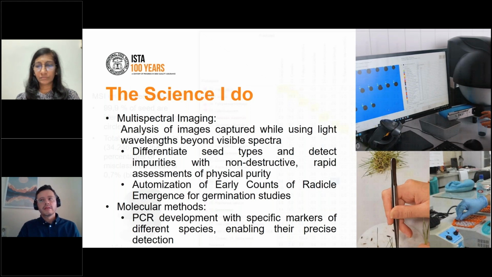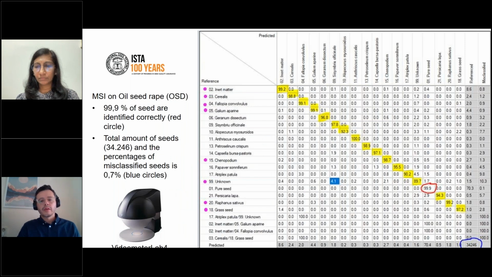A sneak peek of what can be achieved with multispectral imaging is other seed determination. This is our experience with oilseed rape. For us at DLF, we handle over 2,500 samples of oilseed rape every year.